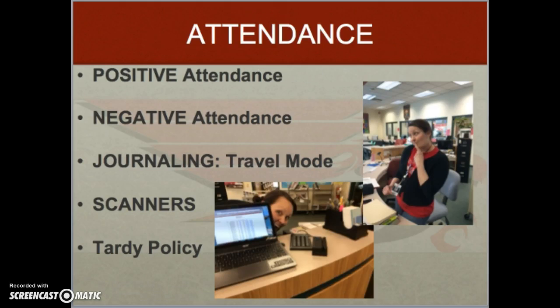So how does attendance work? Attendance will be very similar to how it is now, other than the fact that there's going to be a huge transition for us in that we really have to be carrying around our ID badges now, as you can see Ms. Grabo is demonstrating in the image, because we will be scanning in to the majority of our classes throughout the day. Now there are different ways that our attendance is recorded. There's positive attendance, there's negative attendance, there's journaling, which I call travel mode, and there will be scanners in the majority of the areas that we have.